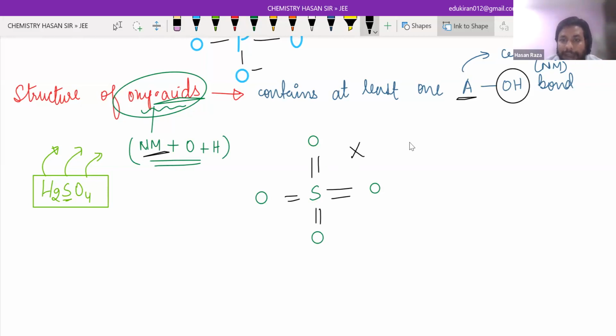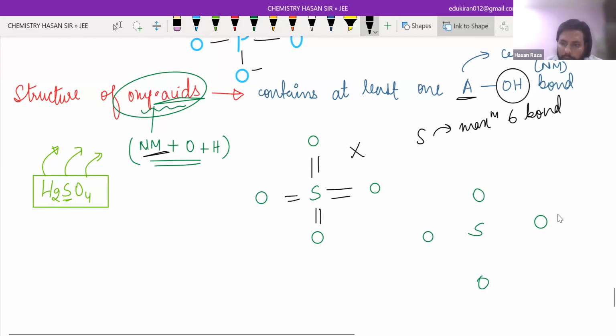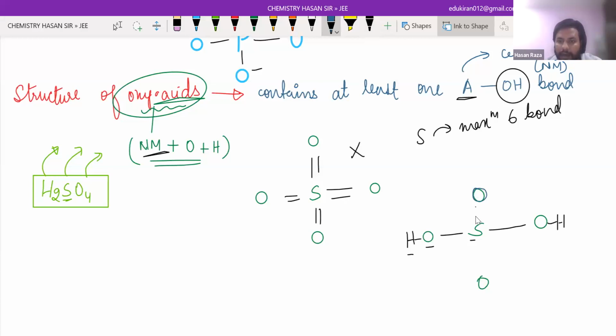Why? Sulfur can have maximum 6 bonds, not more than this. And hydrogen is also not placed. So you are going to do this first, and you have two hydrogen, so you are going to give hydrogen to each oxygen. Now you can see oxygen is in between sulfur and hydrogen, so it will make single bond. And these oxygens are surrounding atoms and alone, so it will make double bond. So this is your structure of H2SO4. Are you getting my point or not?